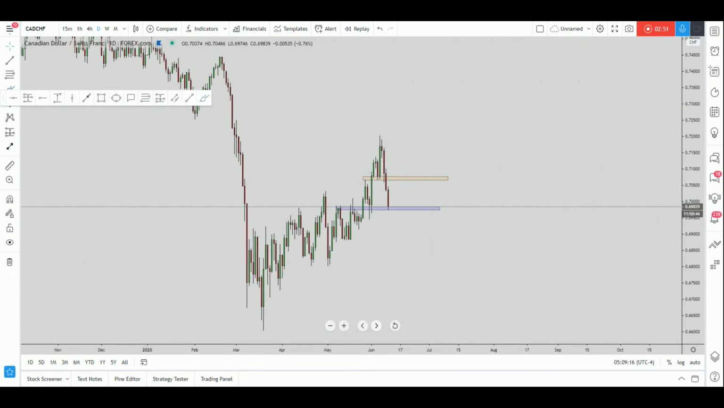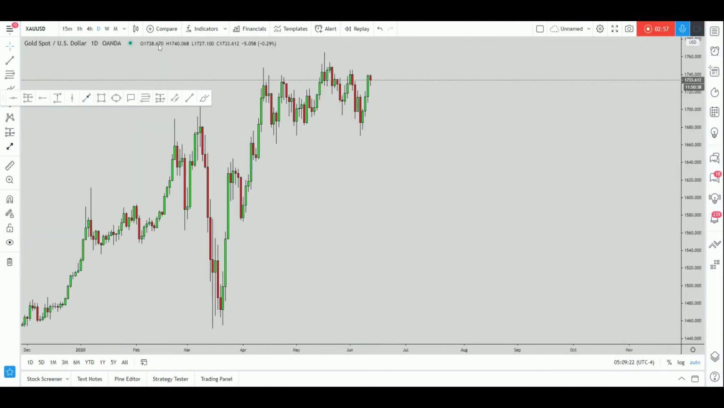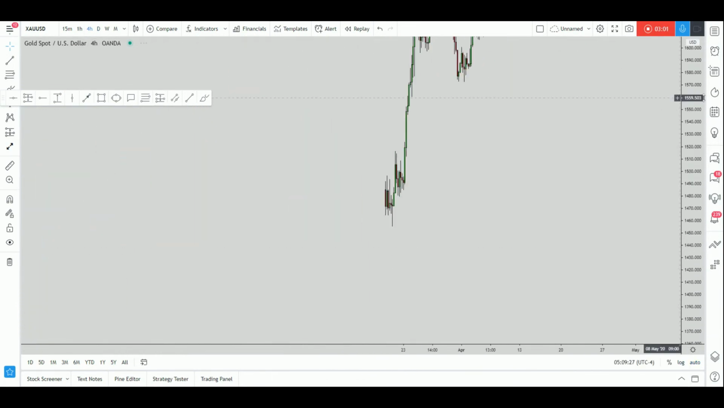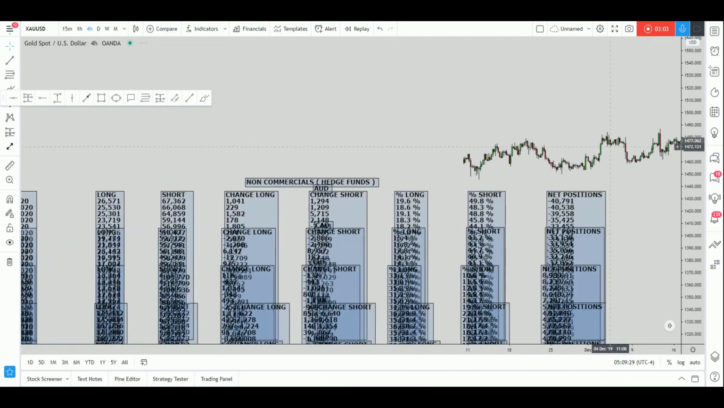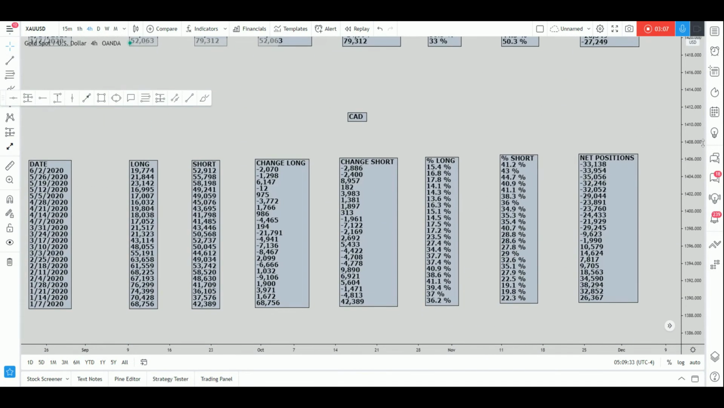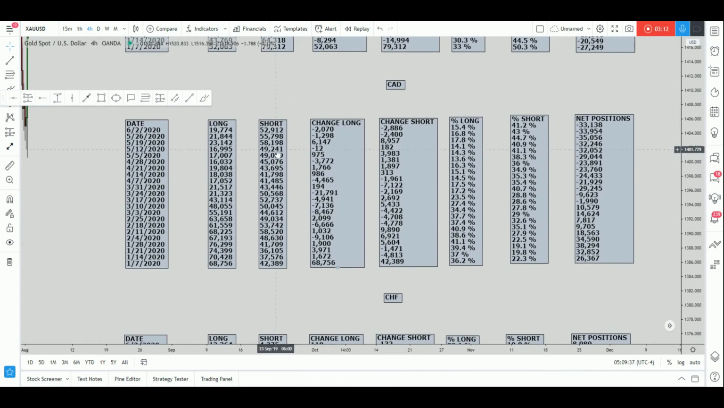Now, before I show you how we will be approaching this pair with students, let's first go and see what we have from a COT perspective. So commitment of traders, what big banks and institutions are currently doing on the CAD and what they are currently doing on the CHF.